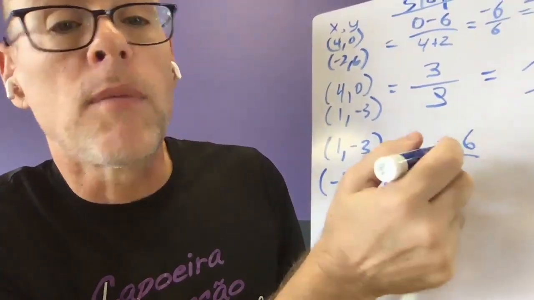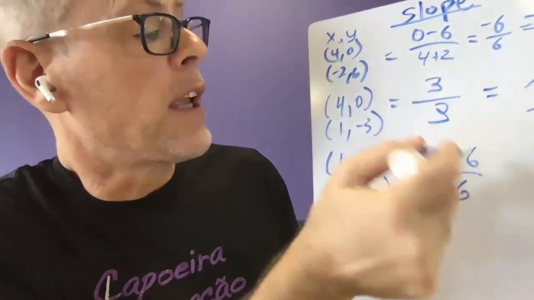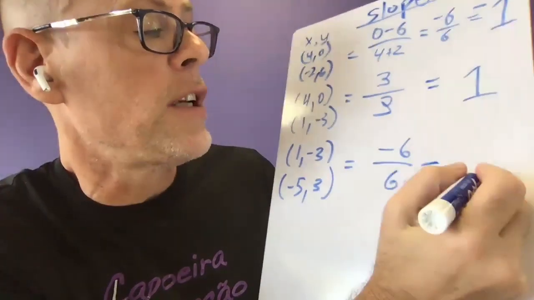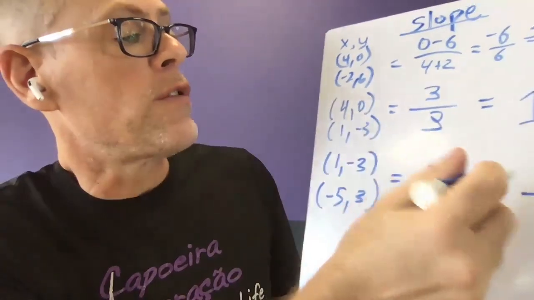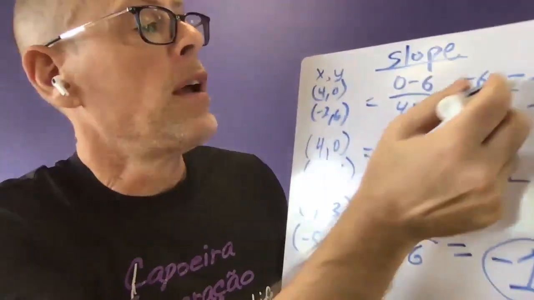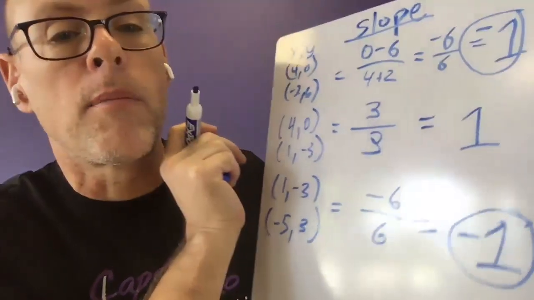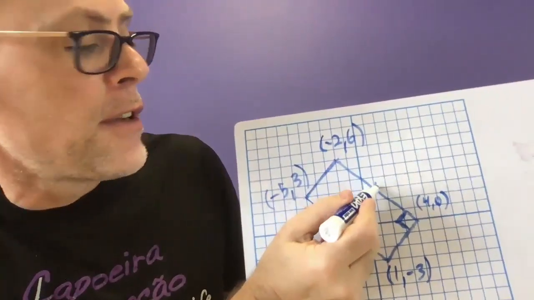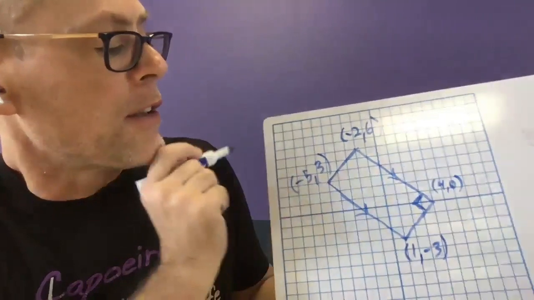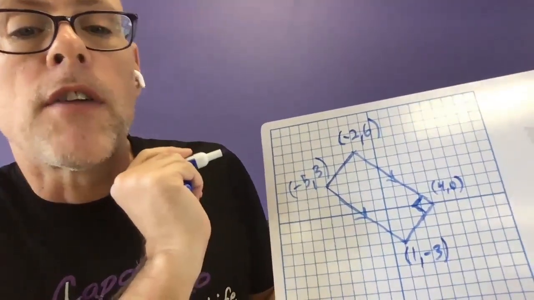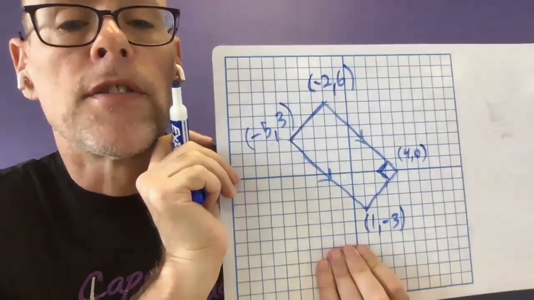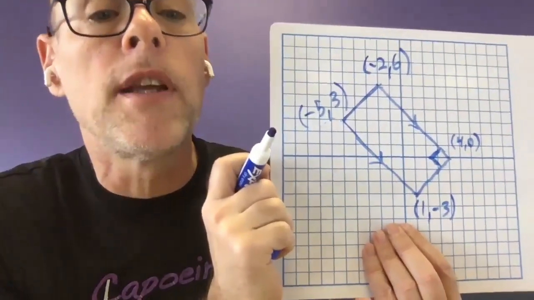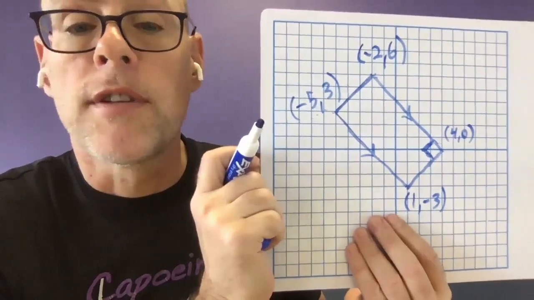Okay, so once again, just like we did up here, we get negative 6 over 6, which is negative 1. So what have we shown? We've shown that this side and this side are parallel, that this side is parallel to that side. So we now have enough information to definitively say this is a rectangle. The next step is to what? Find our base and our height.